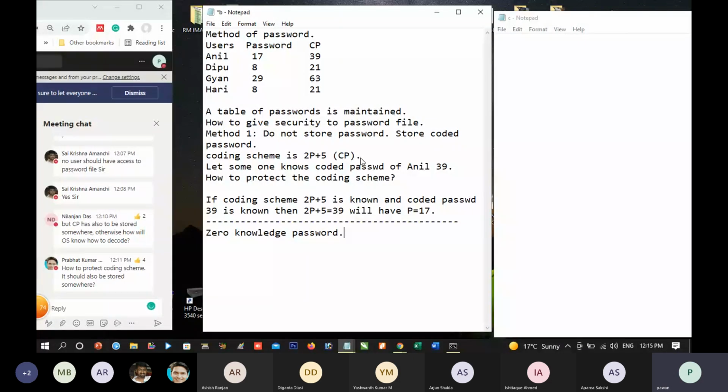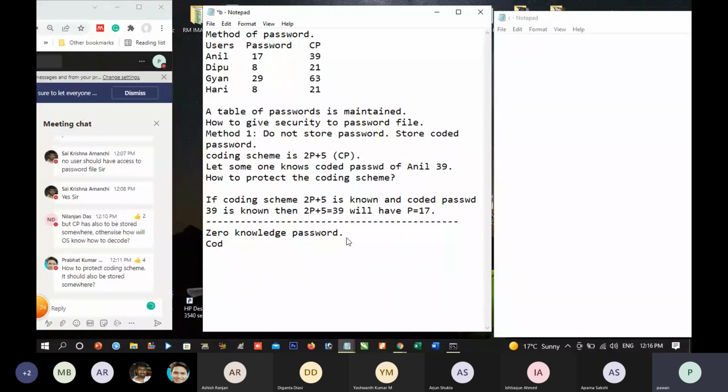How to protect the coding scheme and the coded password both together? Give me the solution. Because the coding scheme is known and the coded password is known, then the equation can be solved. How to do protection now? What is a zero knowledge password?